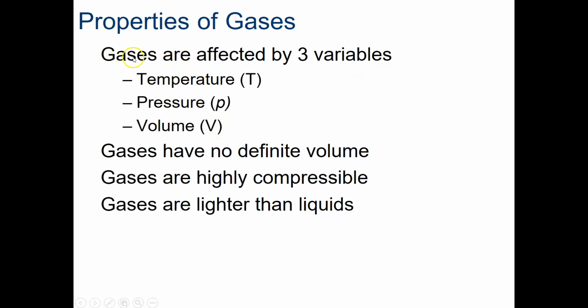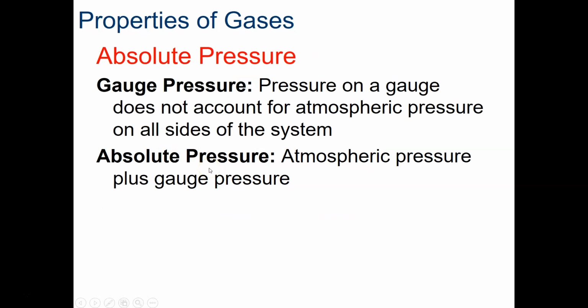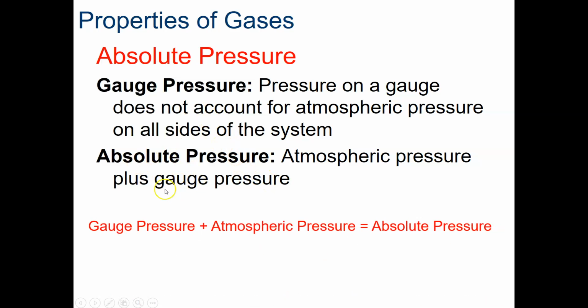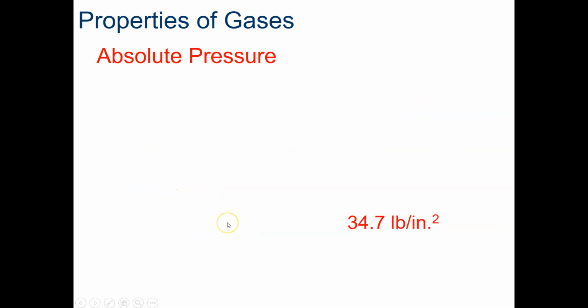But this is where I want to focus most of our time. Gases are affected by three variables, and those variables are temperature, pressure, and volume. We're going to talk about a concept called absolute pressure. So when you see gauge pressure, that does not include the atmospheric pressure. So when you're looking at what the pressure says on the gauge, we're going to, for these calculations, have to also add in what is called atmospheric pressure. Okay, and that is how we get our absolute pressure. So atmospheric pressure plus the gauge pressure.